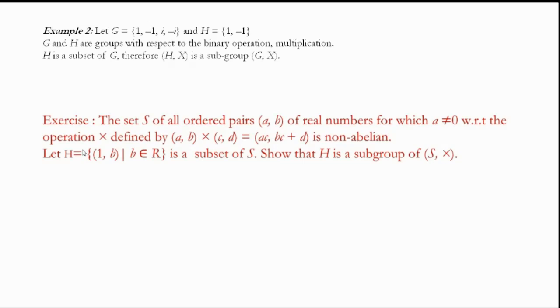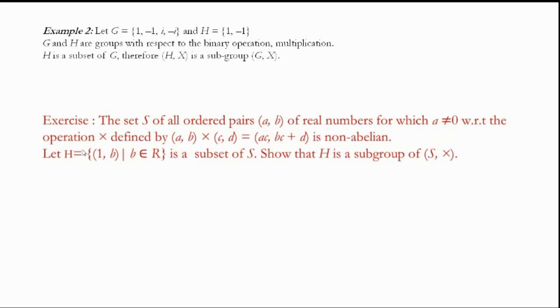So if you can derive that, H will also form its own group. Here are some exercises given. The set S is of all ordered pairs (a, b) of real numbers, for which a is not equal to 0, with respect to the operator multiplication defined by (a, b) × (c, d) = (ac, bc + d).